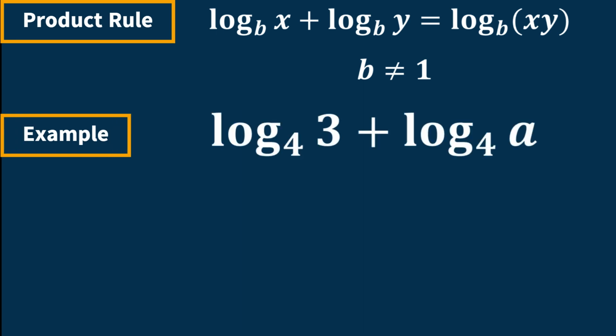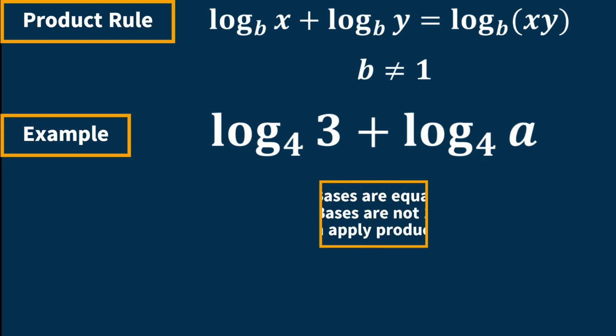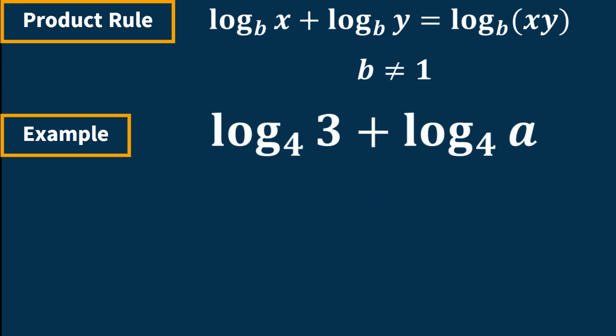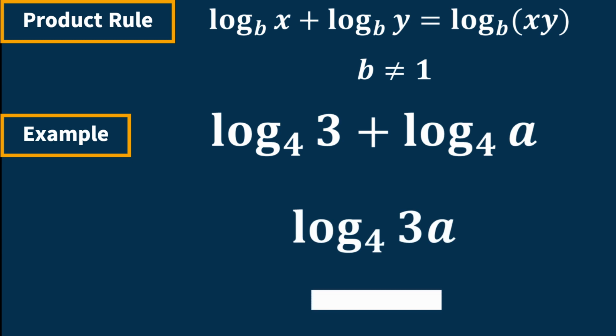We have log base 4 of 3 plus log base 4 of a. Applying the product rule, we can condense the log. The condensed log becomes log base 4 of 3a. All we do is multiply the 3 and the a together.